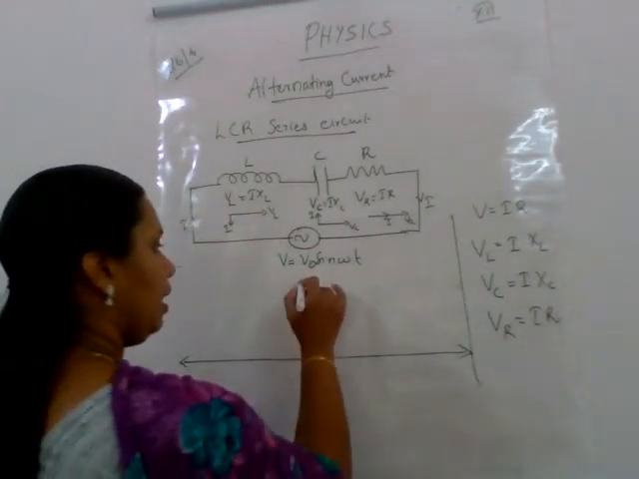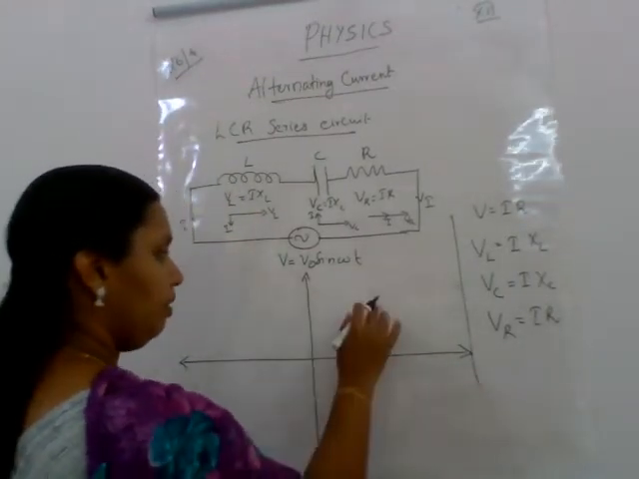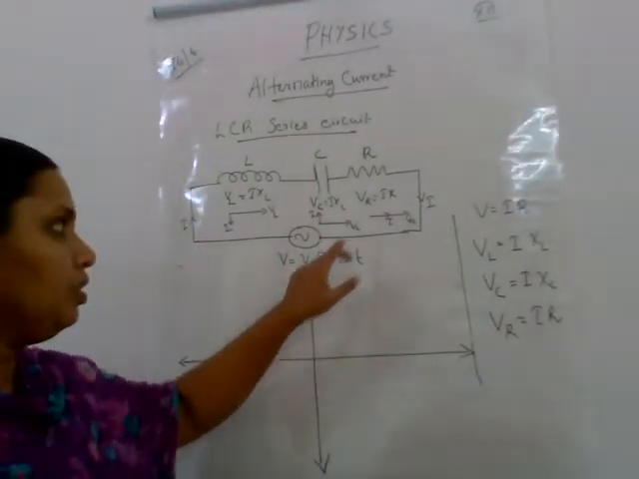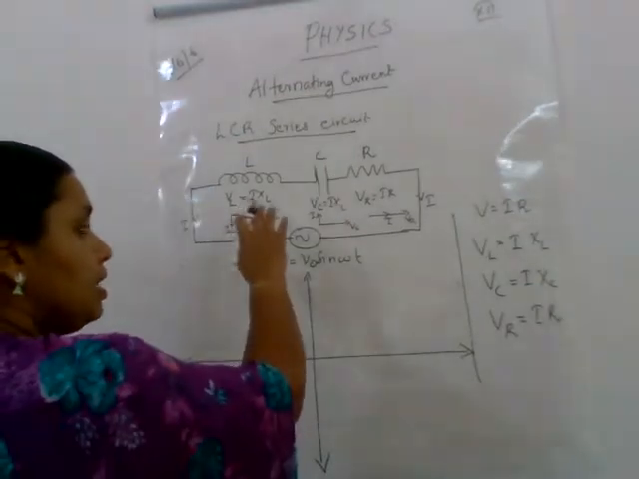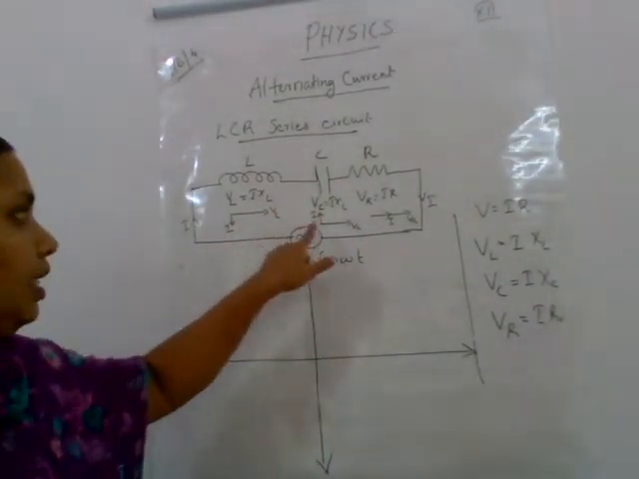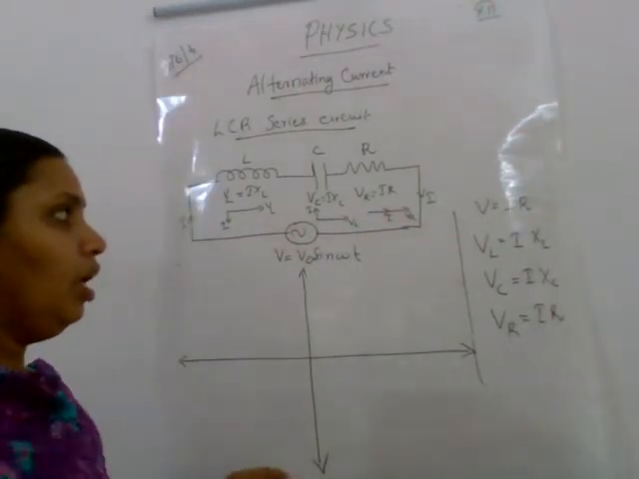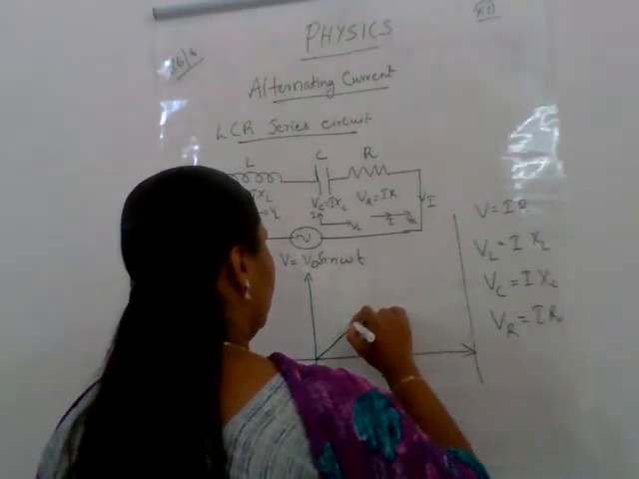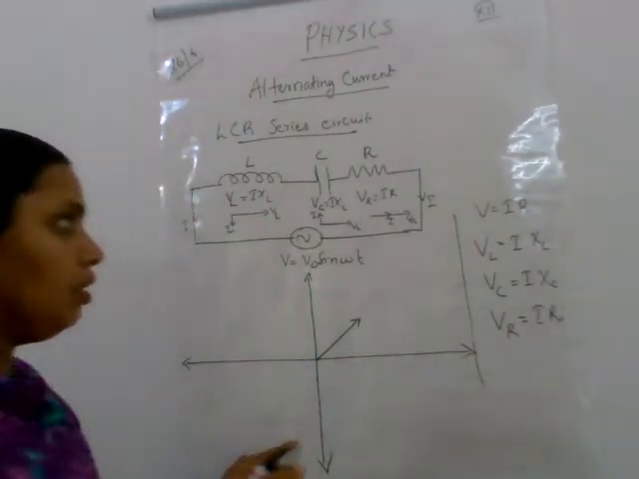So V, I am taking as usual. Here I am taking V in the first quadrant. First, here you can see that I is common everywhere. Isn't it? Here it is I, here it is I, here it is I. So I we can take here. This is the current, because that is the common current.